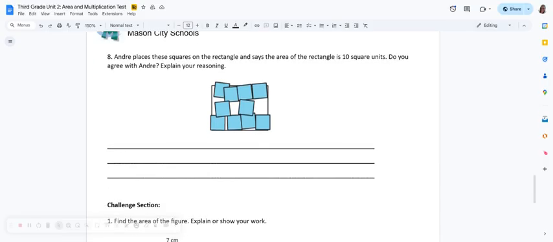And the last page, question 8 says, Andre places these squares on a rectangle and says the area of the rectangle is 10 square units. Do you agree with Andre? Explain your reasoning. So on these lines, you write, yes, I agree, no, I don't agree, but give me a reason why you either agree or disagree. Okay. When you're done, check your work.